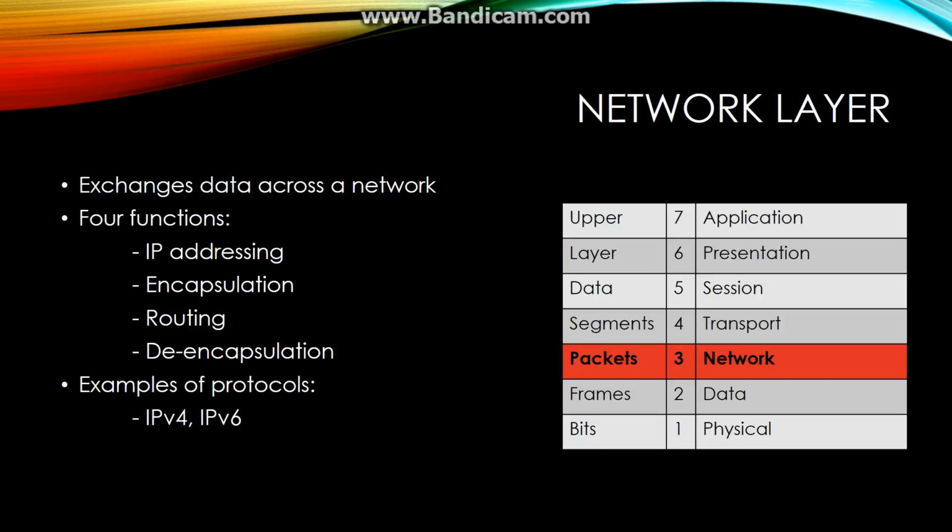The network layer allows routing devices to exchange data across different networks, and it does this through 4 functions. The first being IP addressing of end devices so that they can be properly identified on the network. Encapsulation of protocol data units from the transport layer into a packet that can be sent across a network. PDUs are units of data that are different at every layer of the model.